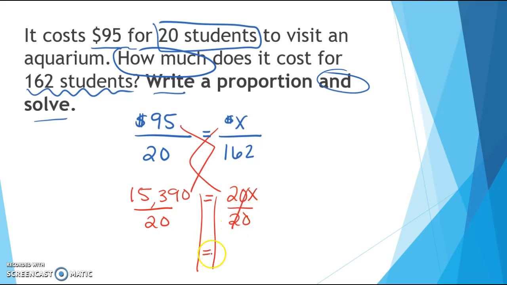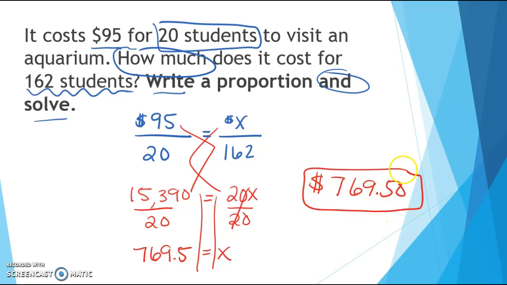And here you actually get a decimal, but you get 769.5. And then here, since we're talking about money, we need two decimal places. So the answer is $769.50. So it costs just under $100 for 20 students. So if we think about it, it makes sense that 162 students cost almost $800.